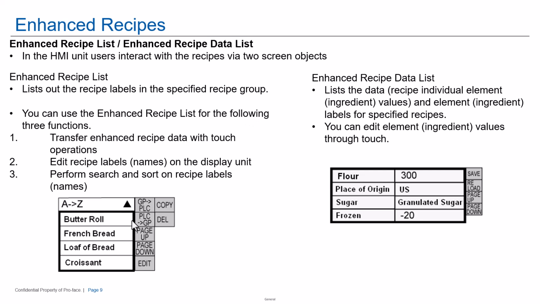You can use this list for 3 different functions. You can transfer the enhanced recipe data, of course. You can edit the recipe labels, the names of the recipes, and you can perform search and sorting on the recipe labels. In the enhanced recipe data list, this is the list that populates with the different ingredients. When you select a specific recipe, the enhanced recipe data list will then populate with the ingredients and their values. And then if you allow it, you can edit these individual elements through the touchscreen, and then you can save it to the recipe in the touchscreen here.